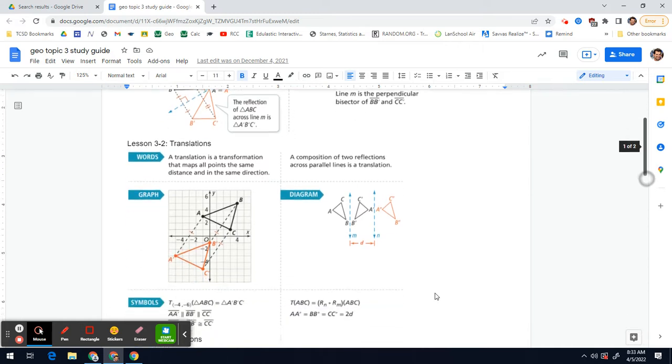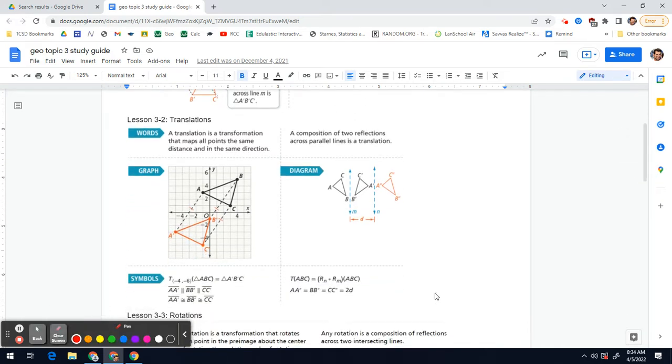Next we have translations. Translations are pretty basic. You just got to remember that if they give you the translation in this form, it is the x movement first and the y movement second. So that first number, you're going to go left or right, and that second number, you go up or down. Okay, don't need to worry about this right here.